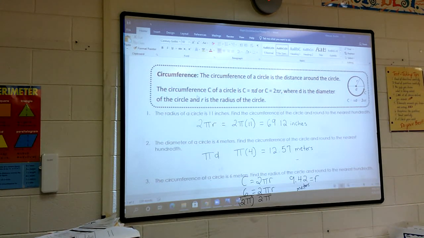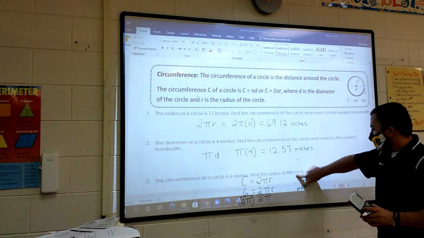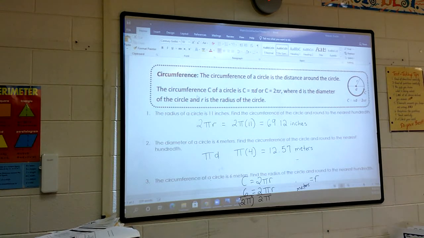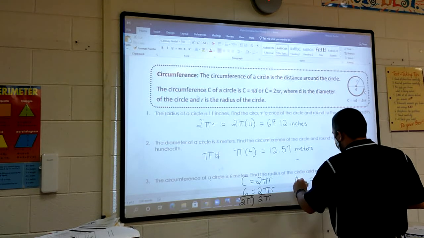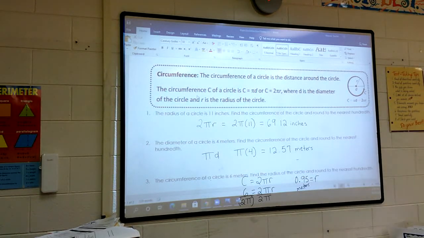If we don't put it in parentheses, then what our calculator is doing is 6 divided by 2, which is 3, and then it's doing 3 pi. So what we want our calculator to do is 6 divided by 2 pi. So we put the 2 pi in parentheses. And so we get 0.95 meters. I knew the radius would not be bigger than the circumference. I didn't put the parentheses on this one. Correct. Yep.